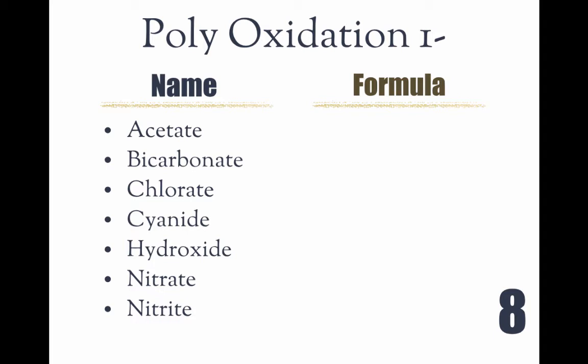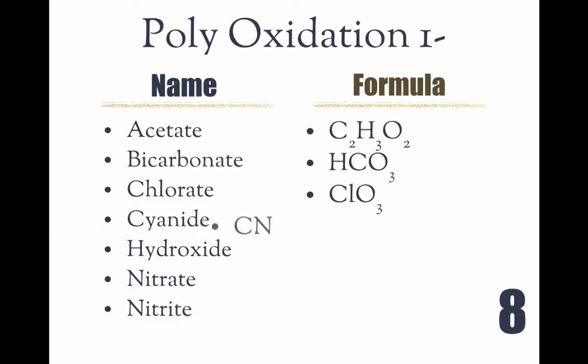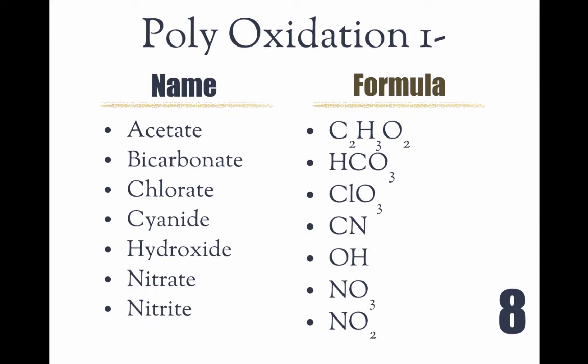Their formulas go with them, so be very careful to fill in the blanks. Acetate's formula is C2H3O2. Bicarbonate is HCO3. Chlorate is ClO3. Cyanide is CN. Hydroxide is OH. Nitrate is NO3, and nitrite is NO2.